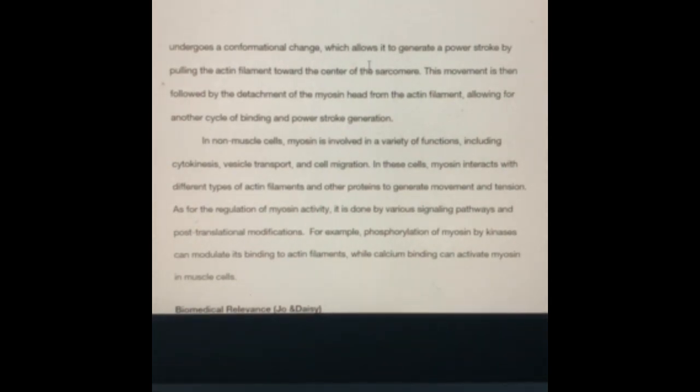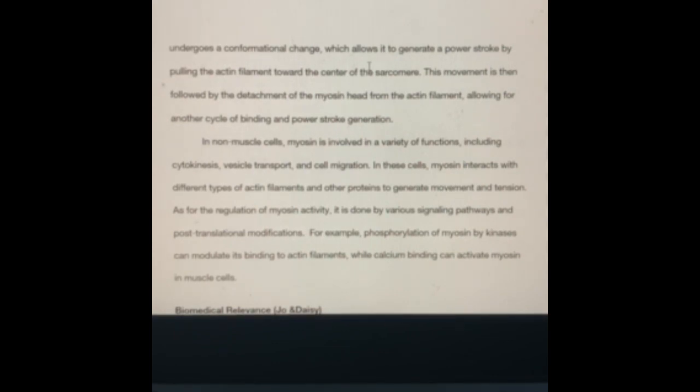But there is regulation for the myosin activity. It's usually done by various signaling pathways, such as post-translational modifications. An example is through phosphorylation of myosin by kinases.